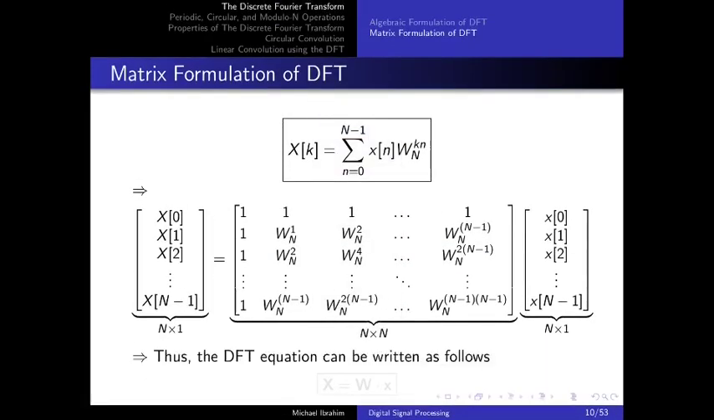So X capital will represent X capital of k, capital W will represent this matrix, the DFT matrix, and this x small will be the time domain vector. So in order to compute the DFT coefficients, we will multiply the matrix W times x. Matrix W is N by N, the vector x is N capital by 1, and X capital is N capital by 1.